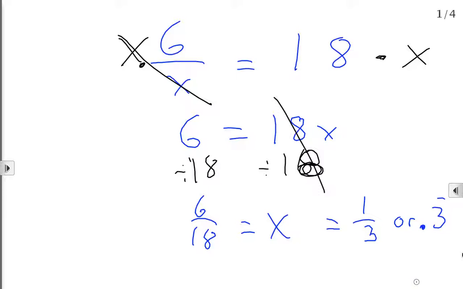Okay. But really, this is just a basic equation where you do the opposite to solve. The only thing that's a little bit unusual is multiply by x is that first step. Moving on.